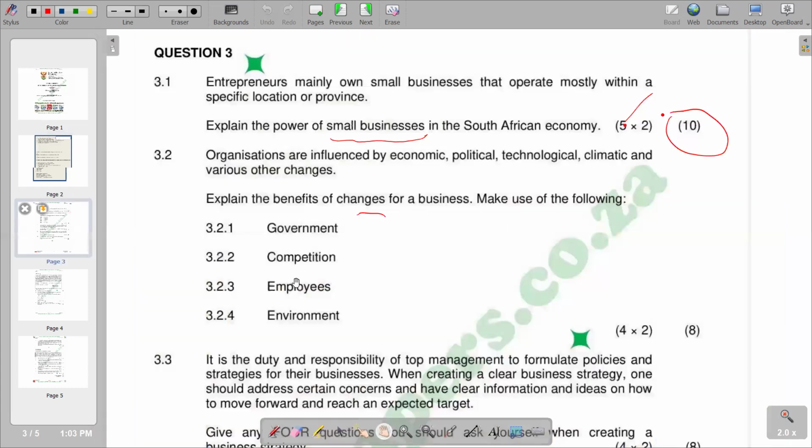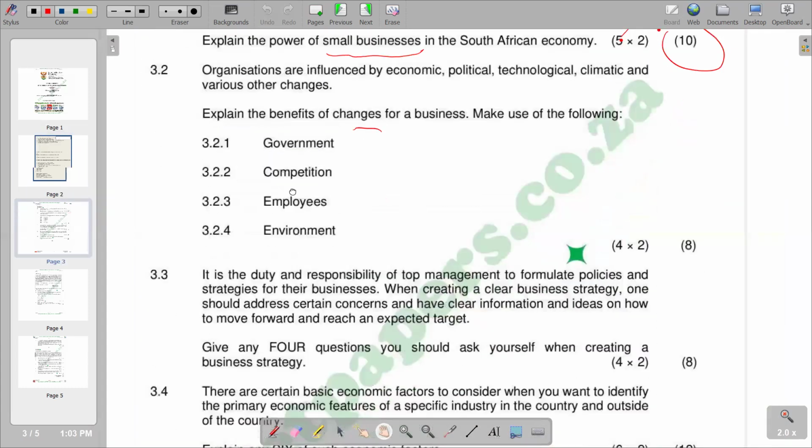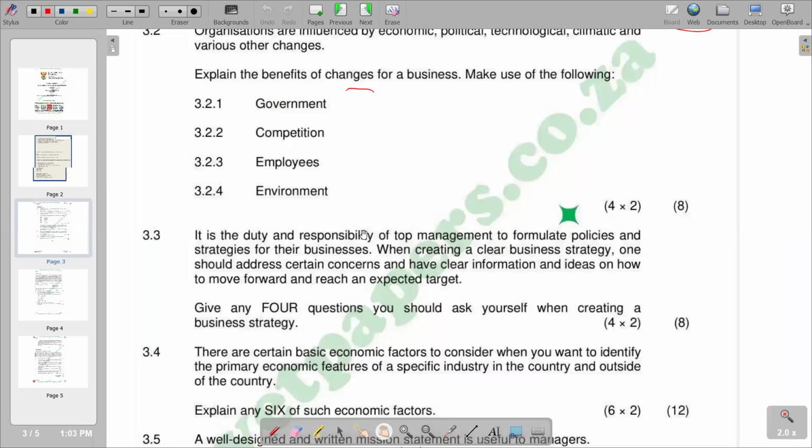So we move on to the next question, which is now 3.3. It reads, it is the duty and responsibility of top management to formulate policies and strategies for their businesses.